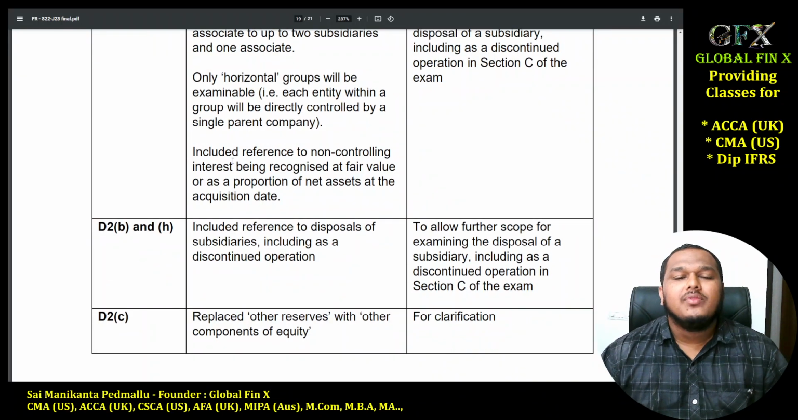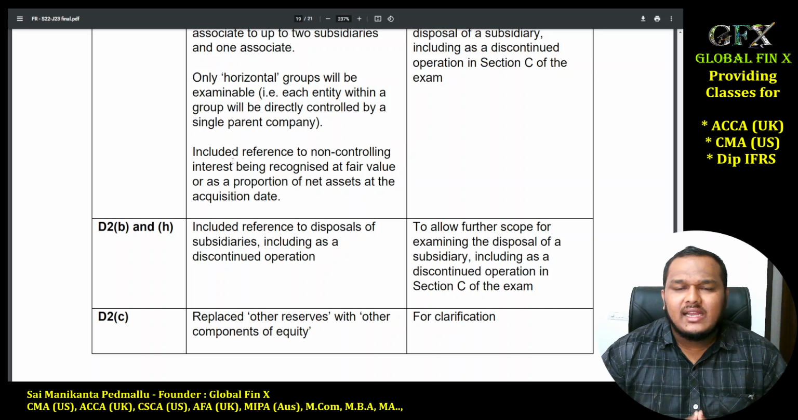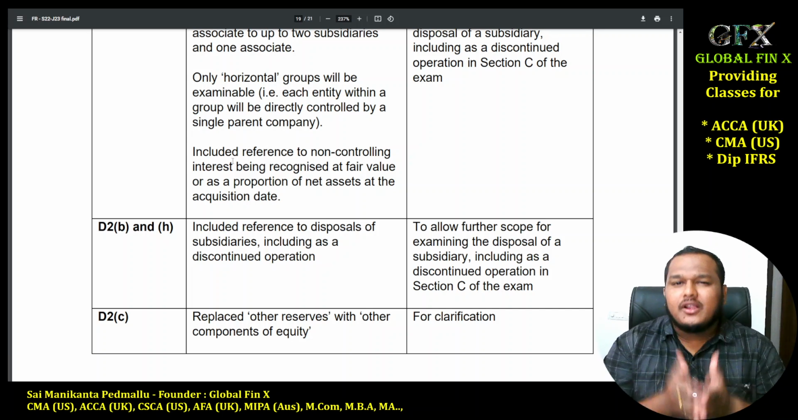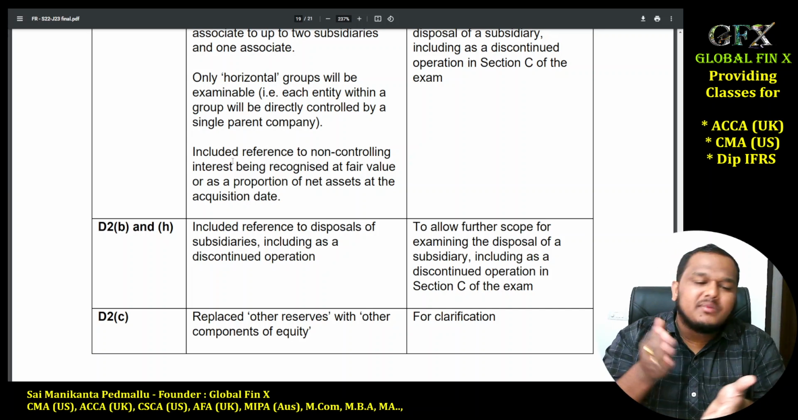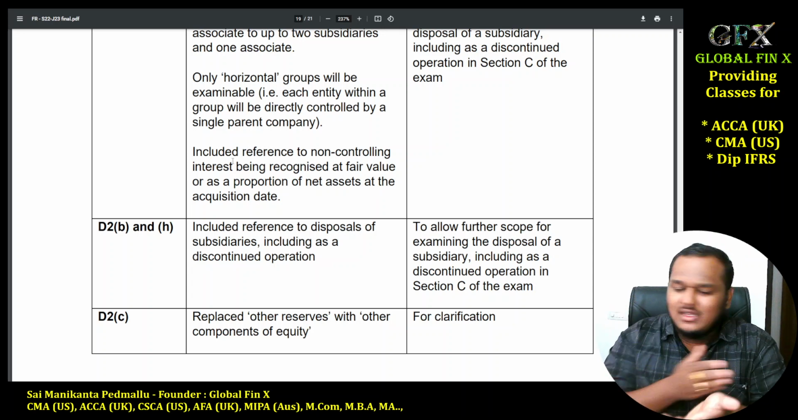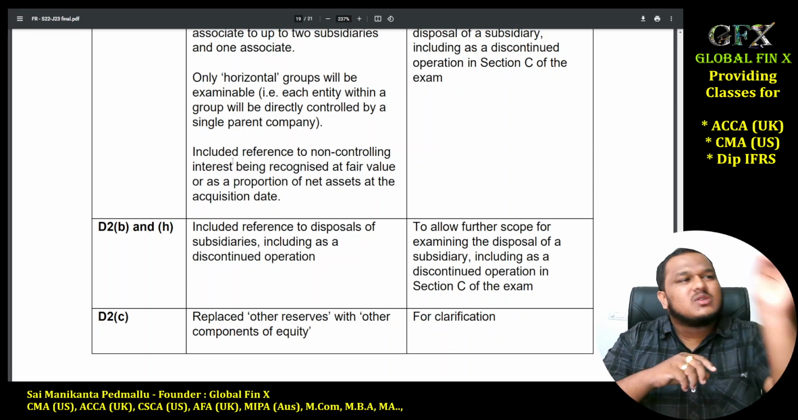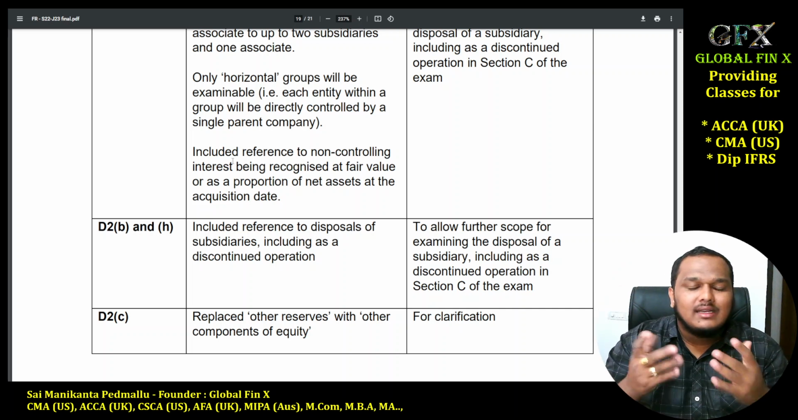Do not need to worry. I spoke about this in my lectures also, FR lectures. So for you guys, it is more like there will be one parent company, one subsidiary company, one associate company. A horizontal group. Basically, one is holding another, the other is holding another. Simple testing will be done.